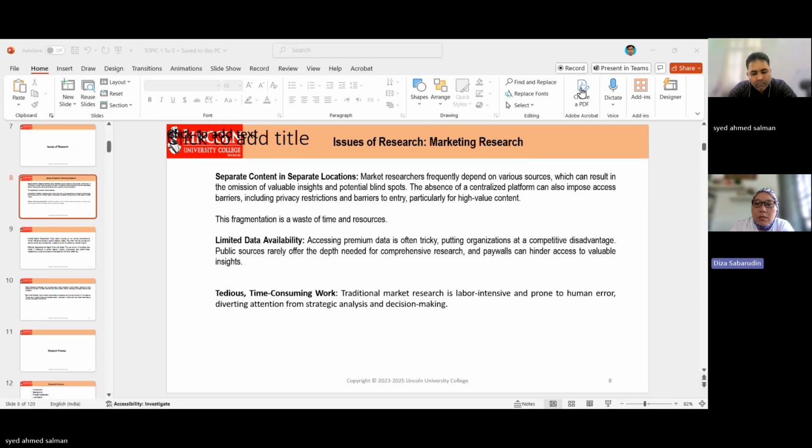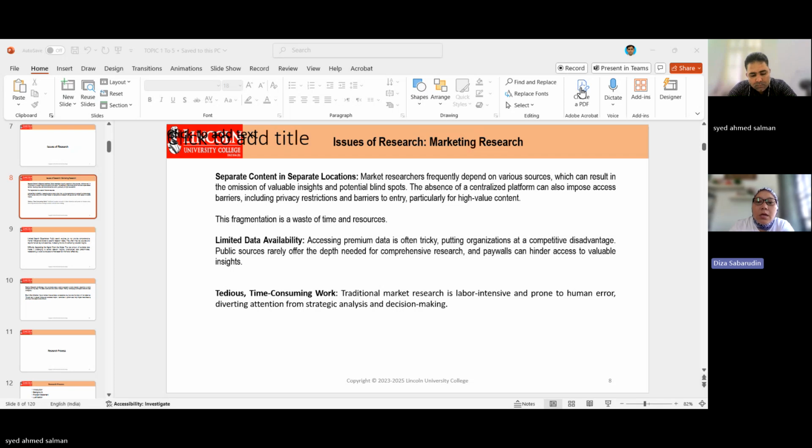Another issue is separate content in multiple locations. We can centralize data using cloud storage or a CRM system, and we can create a shared dashboard or platform to store and manage our research findings. Low response rate: we can offer incentives, keep surveys short, use a user-friendly format, and target the right audience using proper segmentation.